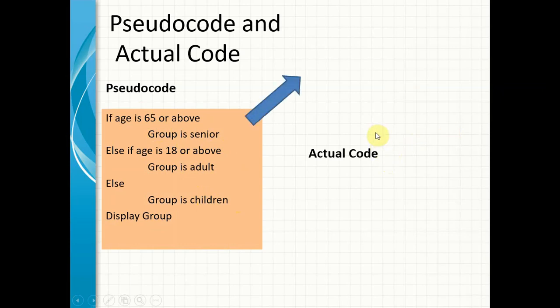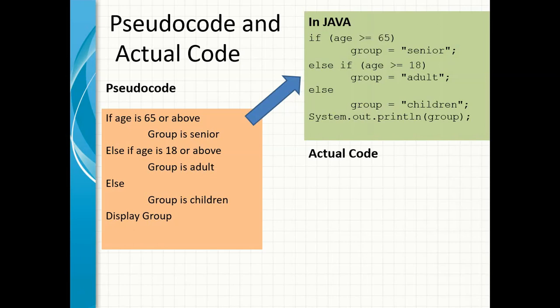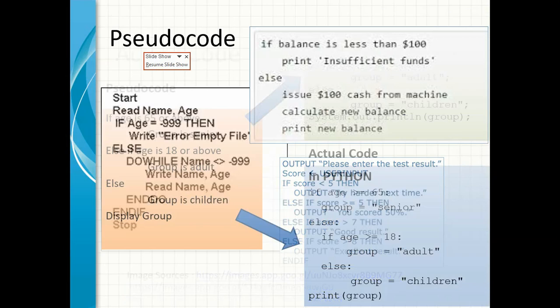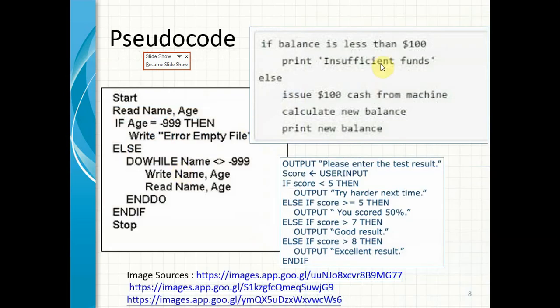For example, in Java, it will be transformed into code like this, and in Python, we will code it like this. These two program segments are actually implementing the same algorithm, so we can make use of the same set of pseudocode to do so. There are many styles of pseudocode, as illustrated in the following examples.